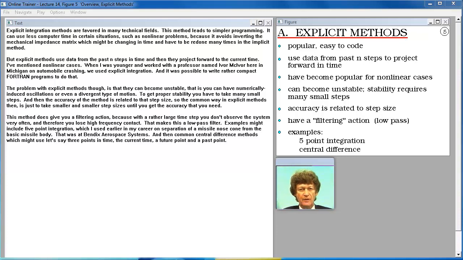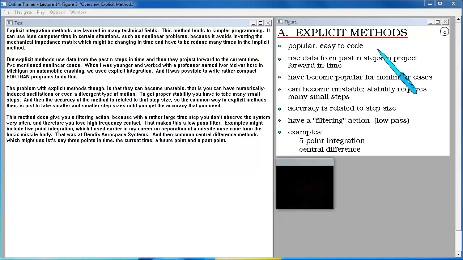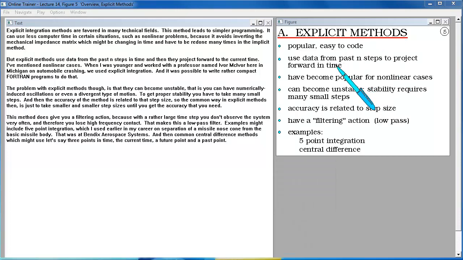Explicit integration methods are favored in many technical fields. This method leads to simpler programming. It can use less computer time in certain situations, such as nonlinear problems, because it avoids inverting the mechanical impedance matrix, which might be changing in time and have to be redone many times in an implicit method. But explicit methods use data from the past n steps in time, and then they project forward to the current time.